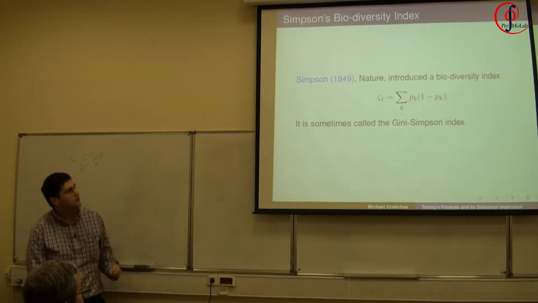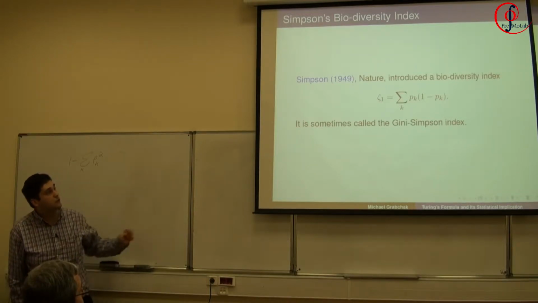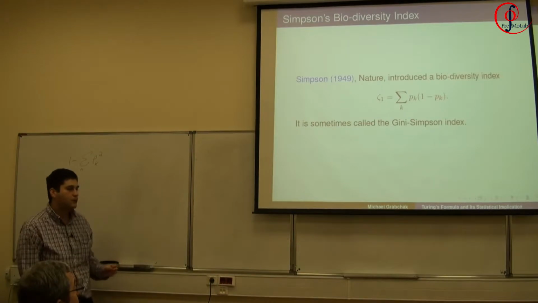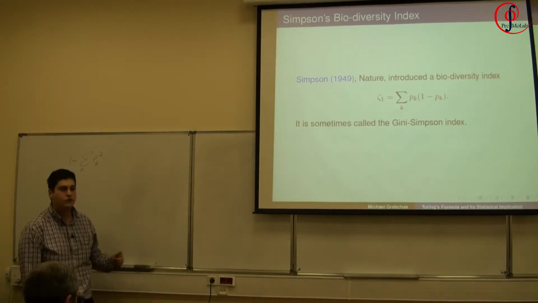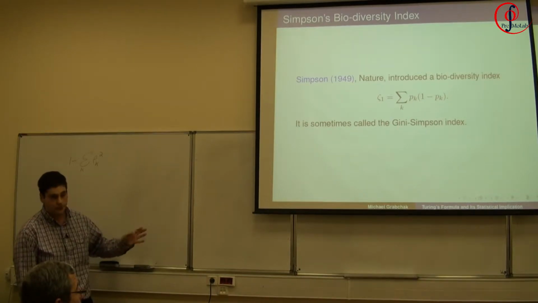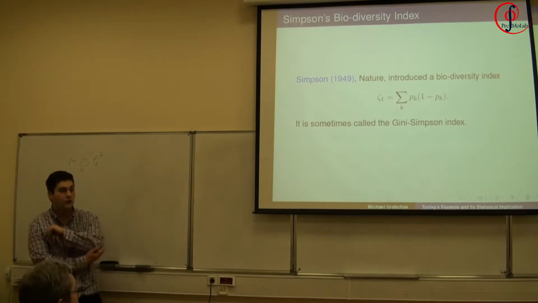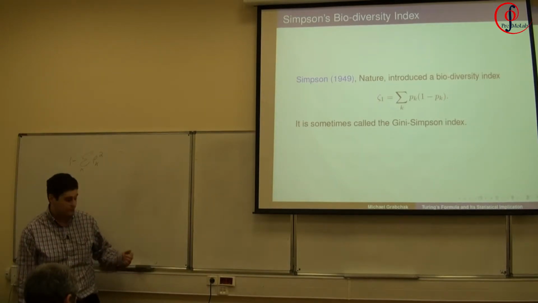So this is a common index used to talk about diversity, probably most commonly used in ecological applications, although it's also used in economic applications and in linguistic applications, talking about the diversity of an author's word choices.